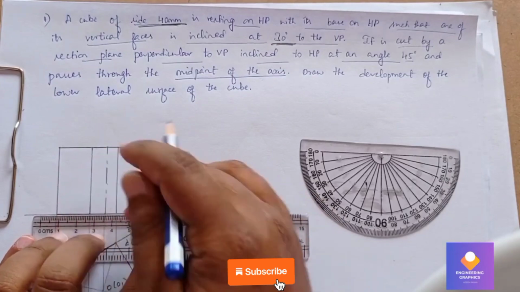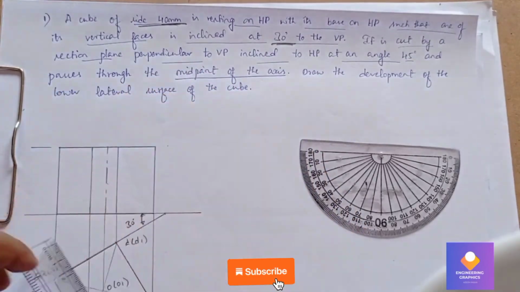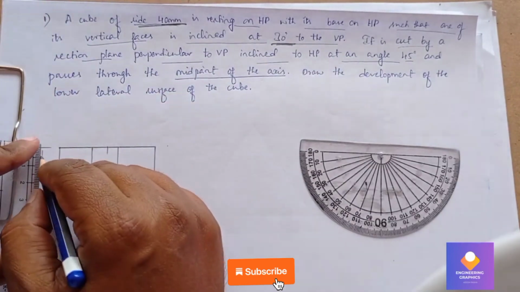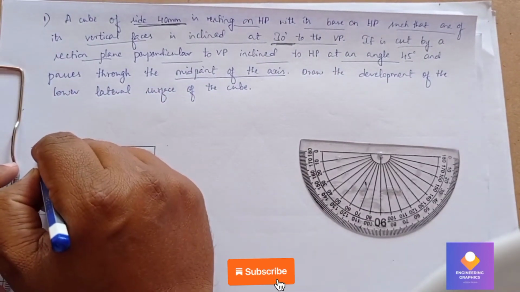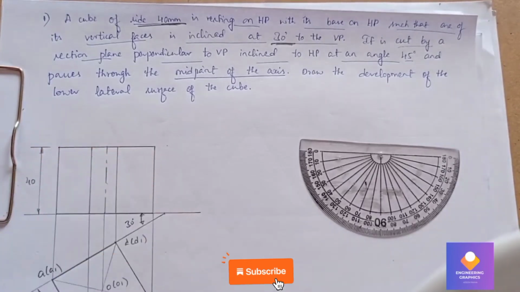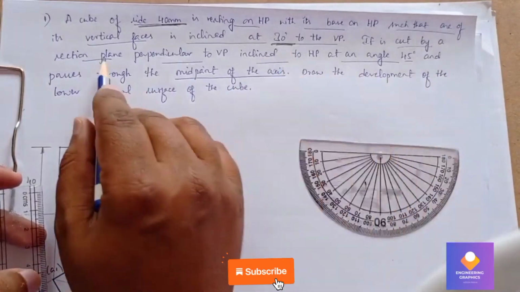That completes the front view. So we can show the dimension. The dimension here is 40 mm. Now we have to show a section plane, a cut section plane.